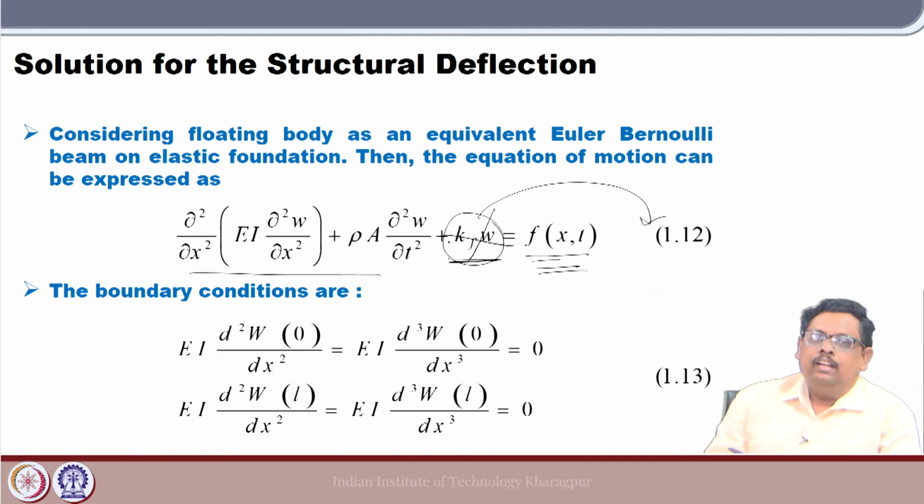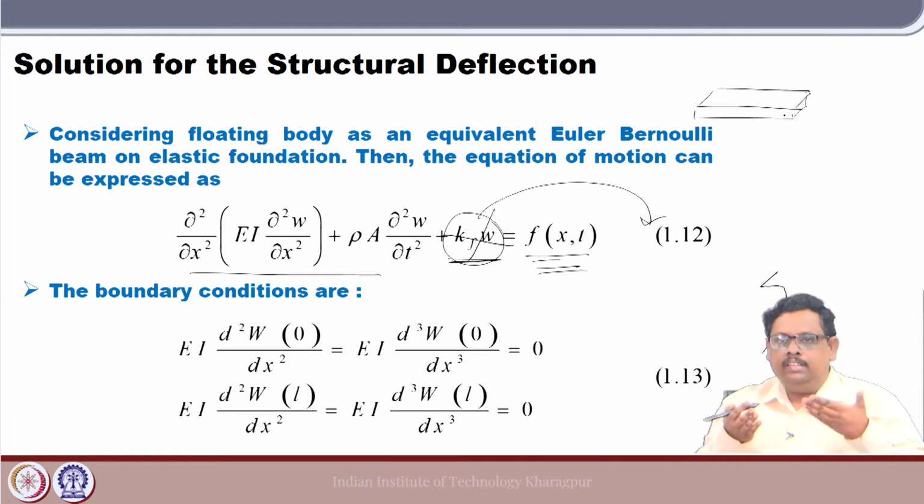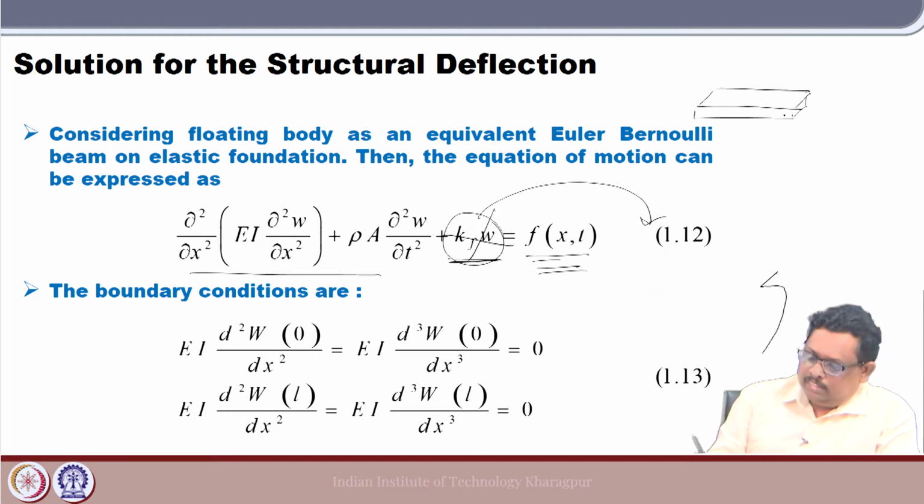And since it is a free beam, you can consider the ship a free beam which is resting on a spring, like this buoyancy force can act as a spring. Therefore, the shear force and the bending moment at both ends are going to be 0. So this is the differential equation that we are going to solve with respect to these boundary conditions.